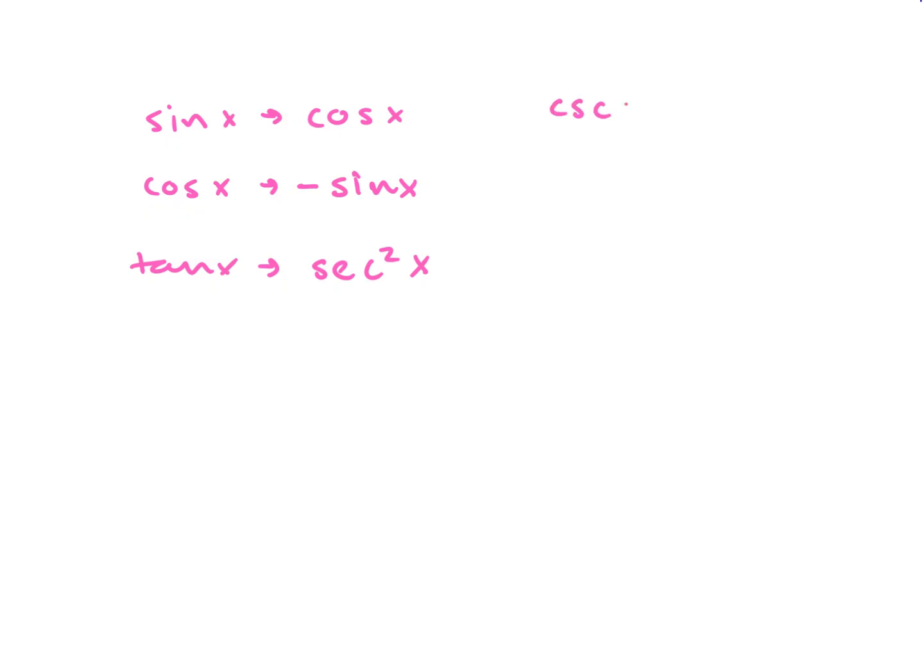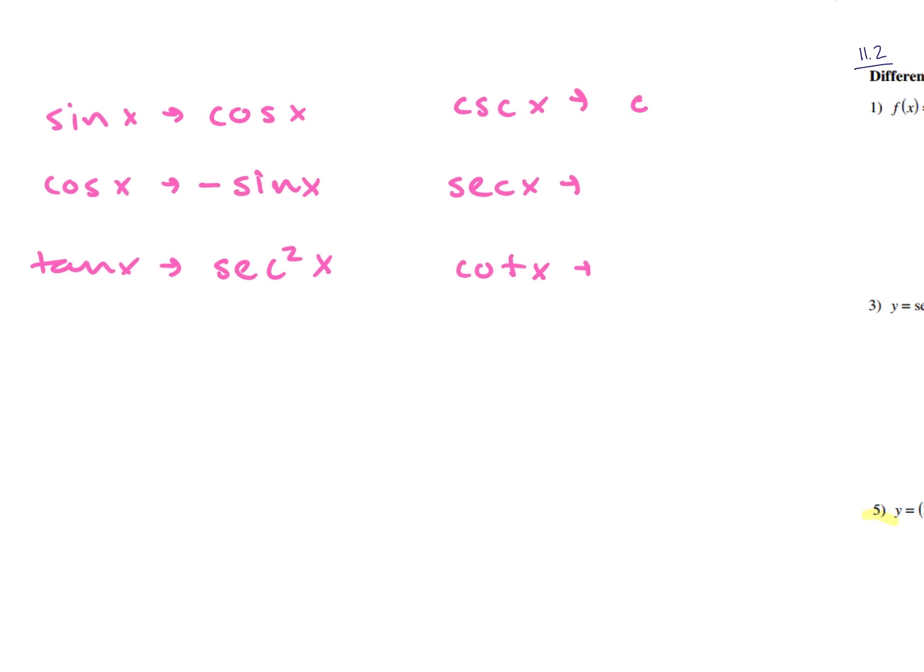We've got cosecant, secant, cotangent. Derivative of cosecant, it is negative cosecant times cotangent. What about secant? Secant tangent, perfect. So secant x, tangent x. And cotangent? It is negative cosecant squared.